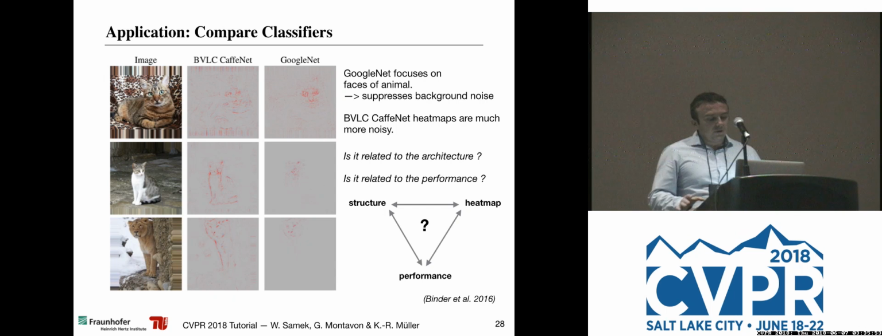So we don't fully understand it yet, but there seems to be a relation between the architecture, the structure of the model, the number of layers, the type of layers, and so on, and the performance it gets, because here we see obviously that GoogleNet is better. It has a different structure than the CaffeNet, and also a different heat map. I think in future work we should study these relations to better understand how the structure and performance affect these explanations, because in the end we want to improve both.